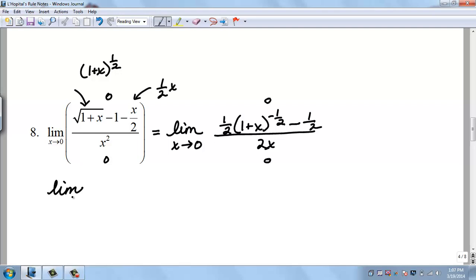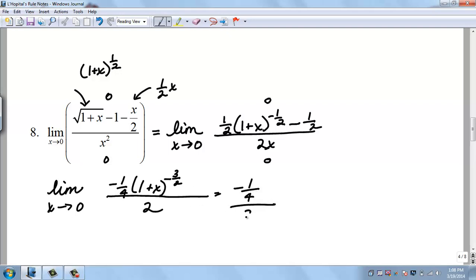So it's the limit as x approaches 0 of, now I'm going to take the derivative again. So I do negative 1/2 times 1/2 is negative 1/4. 1 plus x to the negative 3/2 now, because I have to subtract 1. This negative a half goes away. Now I have a 2 in the denominator because I take the derivative of that. So I know I'm done because I've reached a number. Let's plug the 0 in there. So I have 1 times negative 1/4, which is negative 1/4 on the top divided by 2. So it comes out to be negative 1/8.